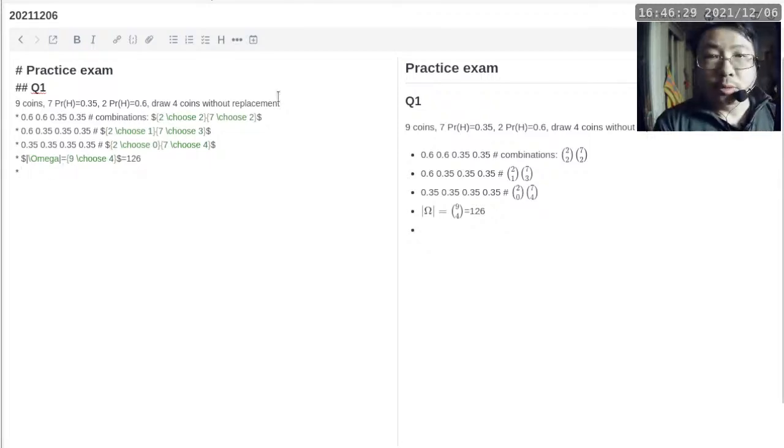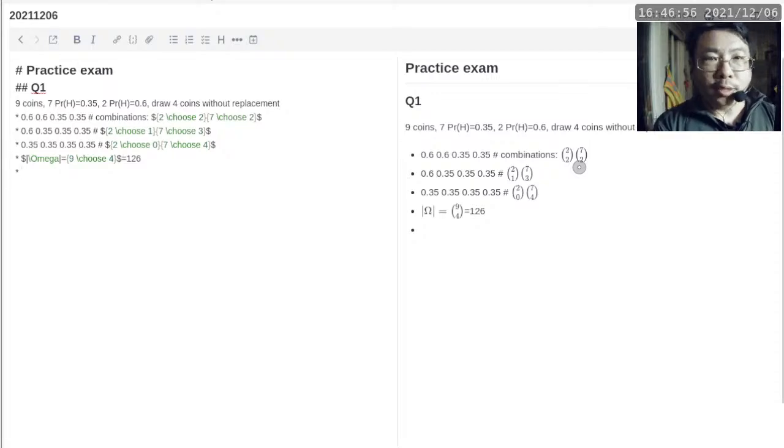No, these are multiplications, because of the 4 coins, you have 2 coming from the 0.6 and 2 coming from the 0.35. So the number of ways you can get 2 out of the 2 coins at 0.6 needs to be multiplied with the number of ways you can choose 2 out of the 0.35s. So these are multiplications and not additions.